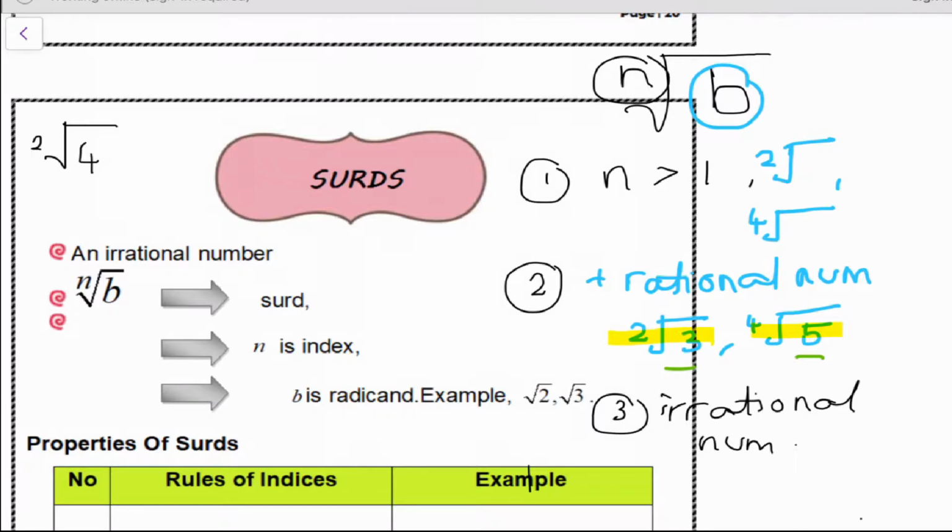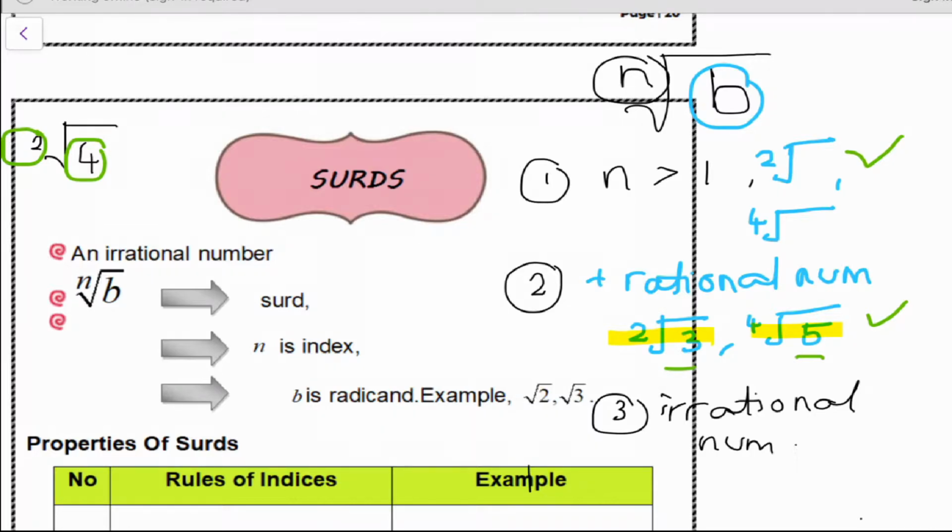So let us check the first condition: n must be greater than 1. So n is 2, which is greater than 1, so it satisfies the first condition. What about the second condition? The radicand must be a positive rational number. The radicand is 4, and 4 is a positive rational number, so it satisfies the second condition. What about the third one? The result must give you an irrational number.